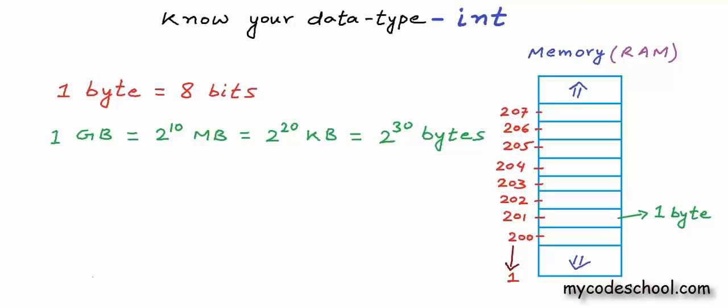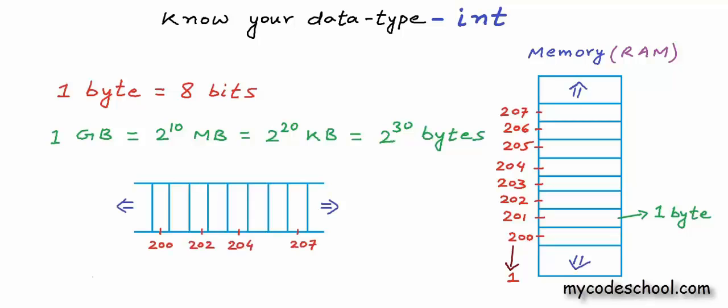Please note that what I've drawn here is only a logical representation of memory. In this figure, address is increasing from bottom to top. We could also draw the memory something like this, where address is increasing from left to right. This left to right representation is often better to explain some of the concepts.